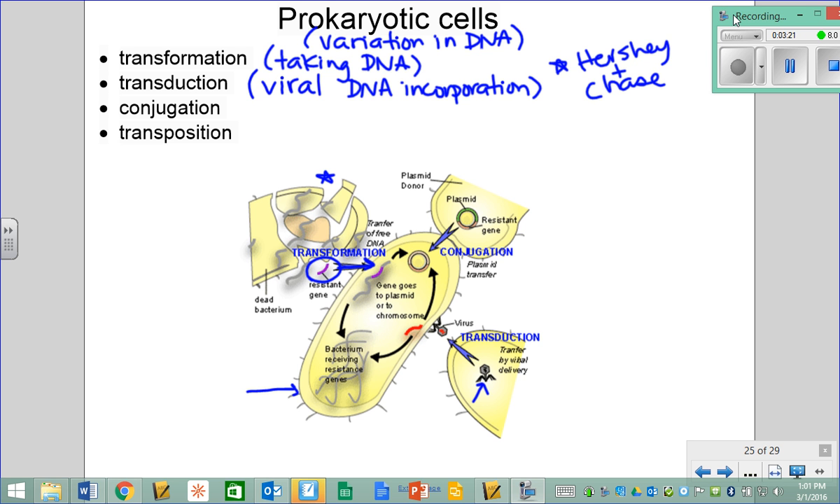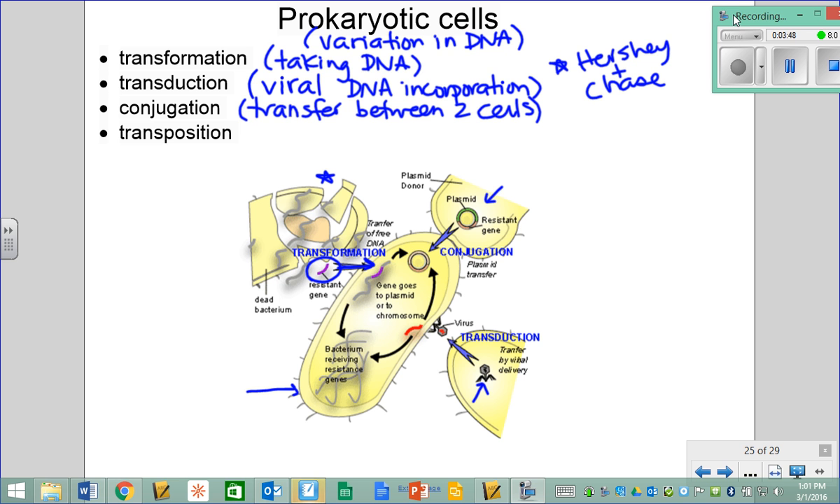The third thing on the list is conjugation. This is transfer between two cells. So it's illustrated over here. We saw this already in chapter 16. Bacterial conjugation was a prokaryotic's version of sexual reproduction, where two bacterial cells exchange some of their DNA.